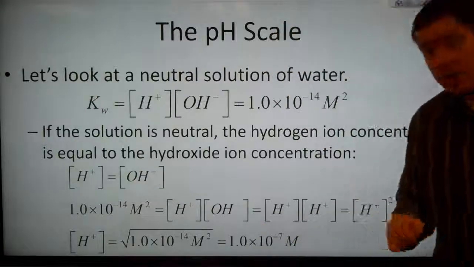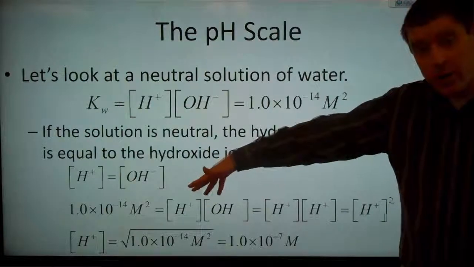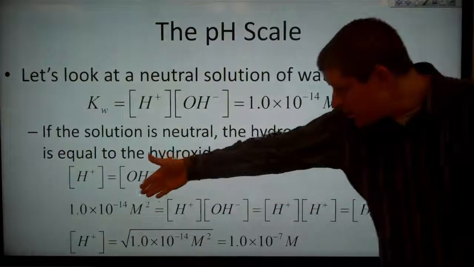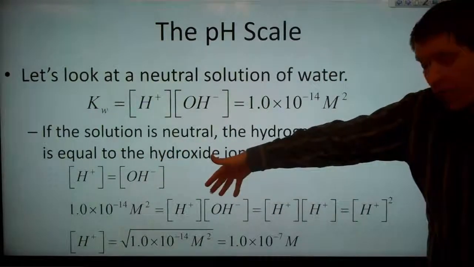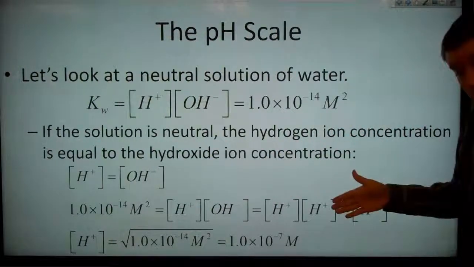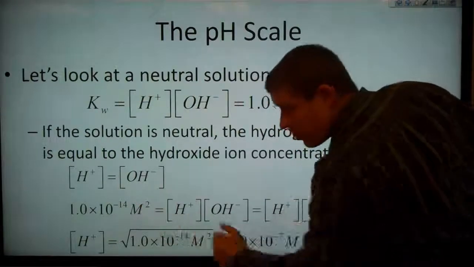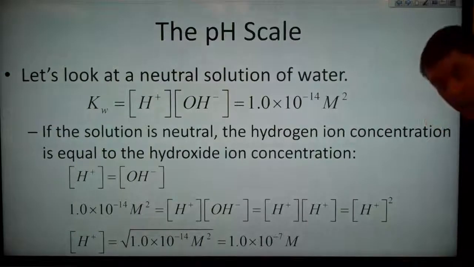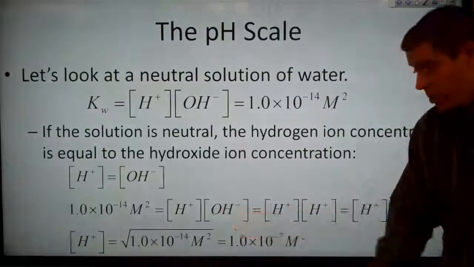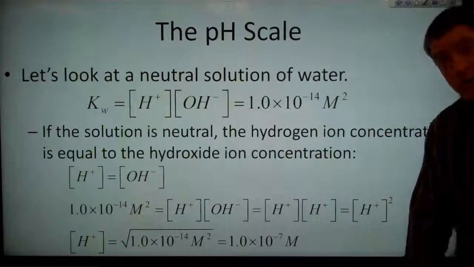So then the hydrogen ion concentration is equal to the hydroxide ion concentration, and that means that in our expression here, if we replace Kw with 1.0 times 10 to the minus 14, that has to be equal to the product of our two concentrations, and now we can replace the hydroxide ion concentration with the hydrogen ion concentration because they have to be equal. That means that now we have 1.0 times 10 to the minus 14 is equal to our hydrogen ion concentration squared, and then our hydrogen ion concentration is the square root of 1.0 times 10 to the minus 14 molar squared, which gives us 1.0 times 10 to the minus 7 molar.